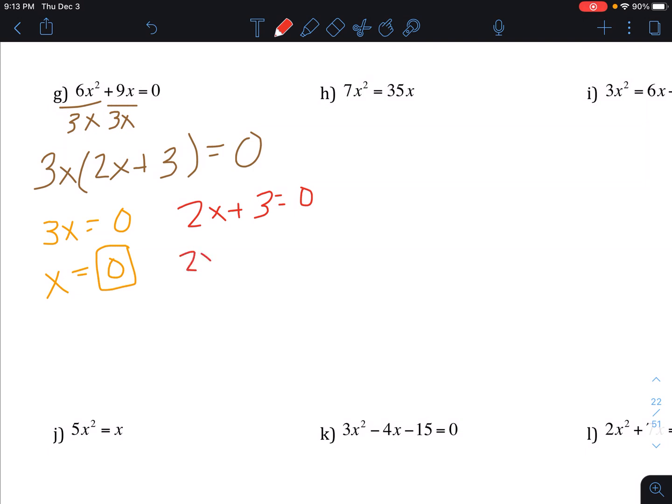So the first thing I would do is subtract 3. And then you would divide by 2. And you can call it -1.5. Heck, you could even leave it as -3/2. I'm cool with improper fractions as long as they're reduced. My preference, though, is a mixed number like -1 1/2 or a decimal like -1.5.